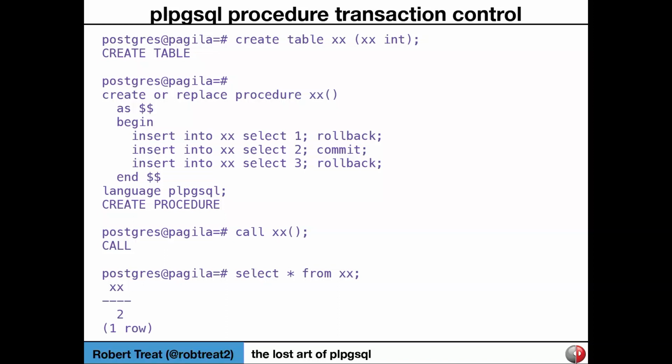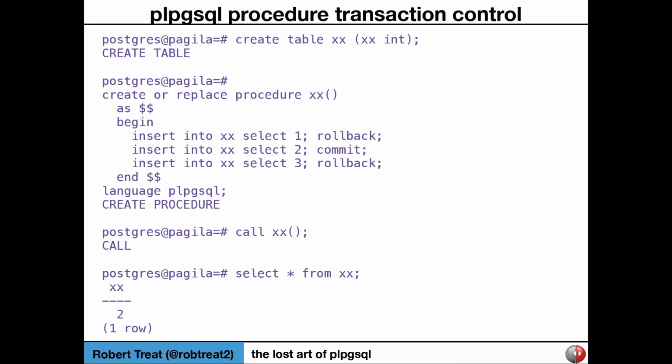Okay, so now let's talk a little bit about transaction control, because that's the other important part of this. I'll walk you through it. It's the most contrived of examples, but hopefully it gets the point across. I create a table called XX, and then a little procedure also called XX. I insert the value 1 into XX and roll that back, then select 2 and commit that one, then do 3 and roll that back, all within the context of a single procedure.